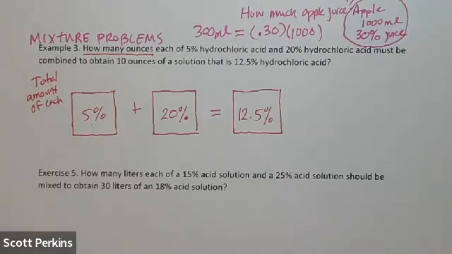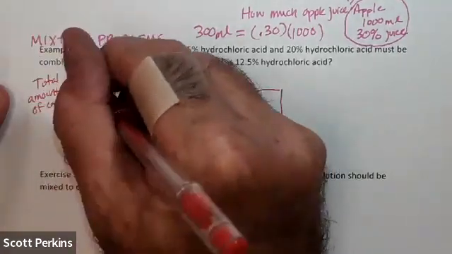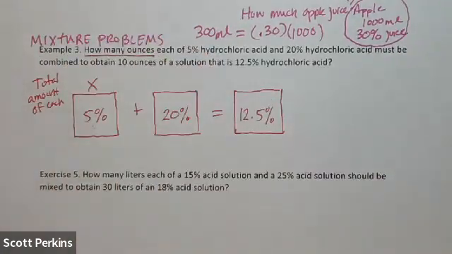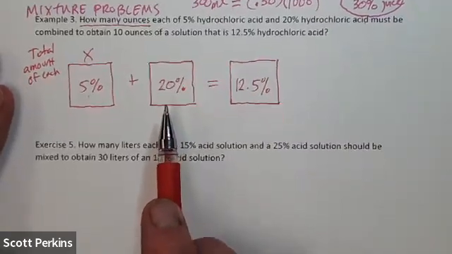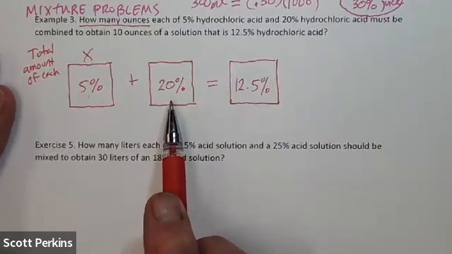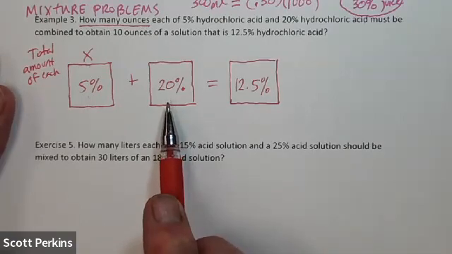So when I don't know something, what do I use? Sure, X, a variable. You use a representative. So I'm going to call that X. I don't know how much 5% I'm adding. All right, let's try again. Am I told how much 20% I want to put in? No, I'm not. So what am I going to call the 20%?